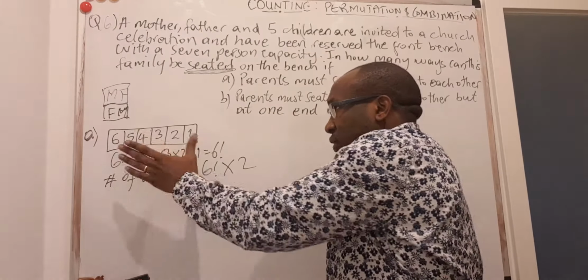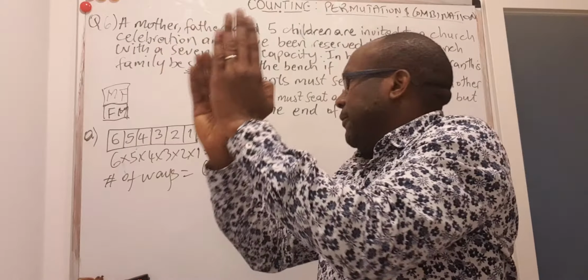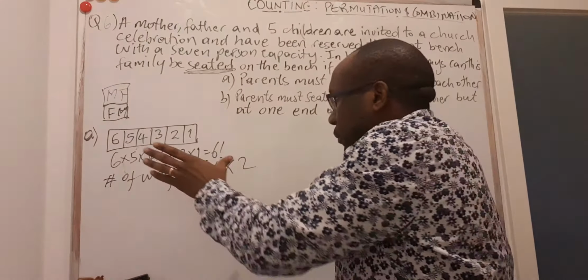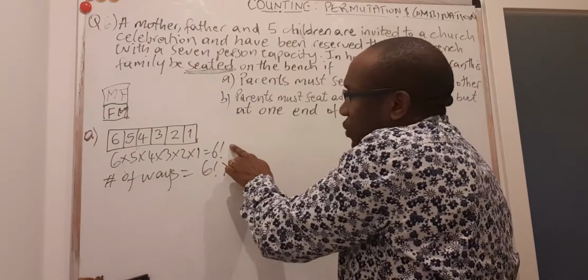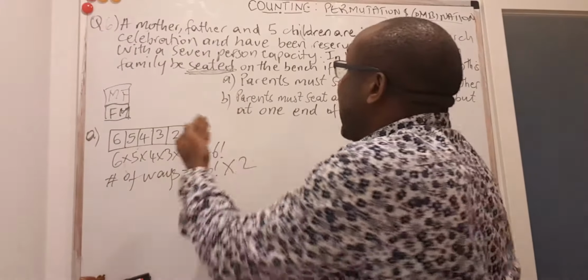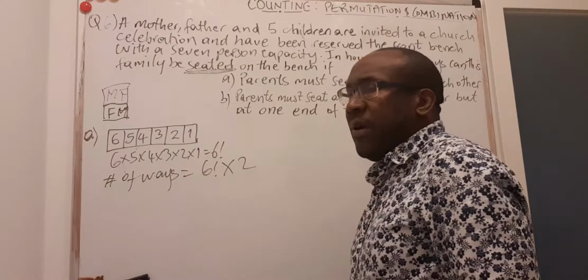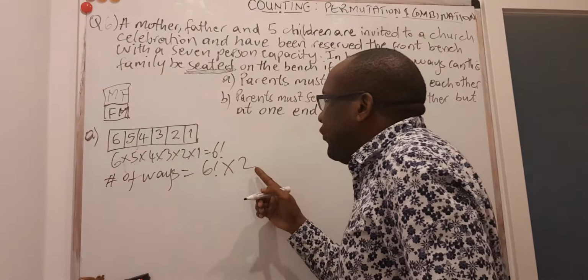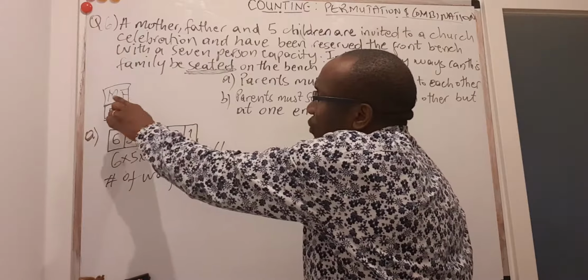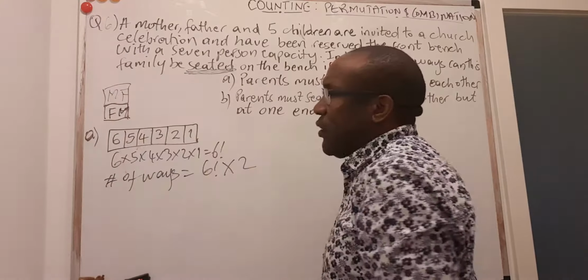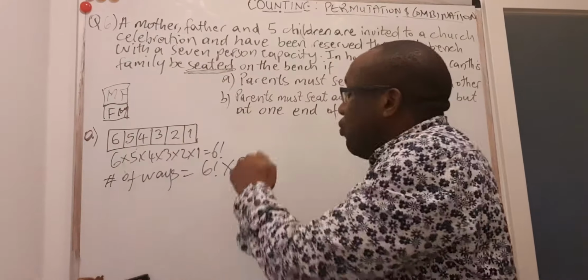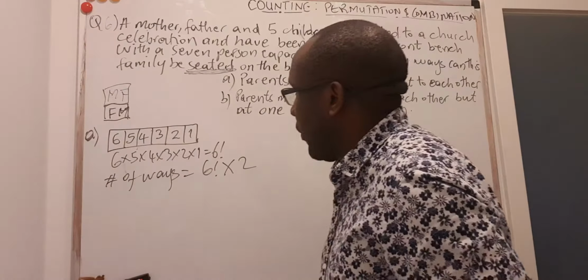What we do is first, we insist mom is first and father follows, and we come with 6 factorial. Then father first and mom follows will get another 6 factorial. That's why we multiply by 2. Actually, we are multiplying by 2 factorial because the number of ways you can permute 2 letters is 2 factorial. If there were 3 there, then we'd have to think about 3 factorial.